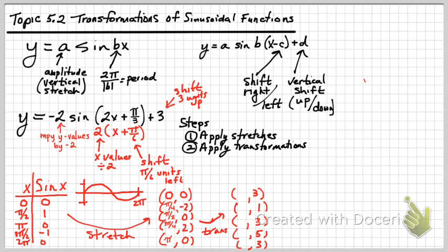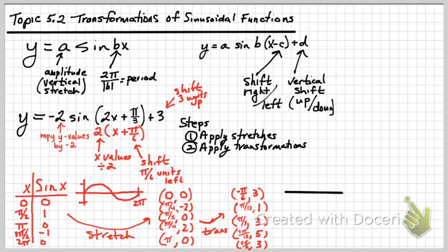Now my x coordinates, notice that they're all going to shift pi over 6 units to the left. So that means I have to subtract pi over 6. So 0 is going to go to negative pi over 6. Pi over 4 minus pi over 6 is pi over 12. Pi over 2 minus pi over 6 is pi over 3. Practice your fractions, people. 3 pi over 4 goes to 7 pi over 12. And pi goes to 5 pi over 6.